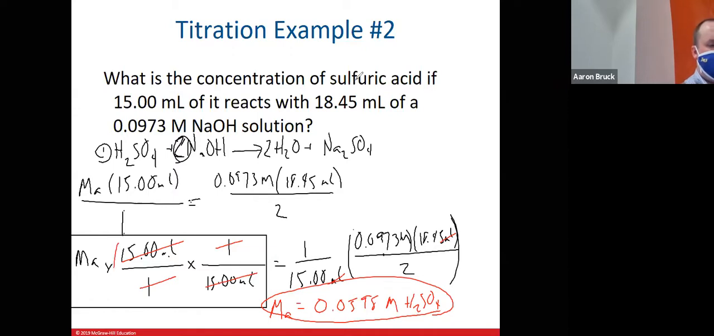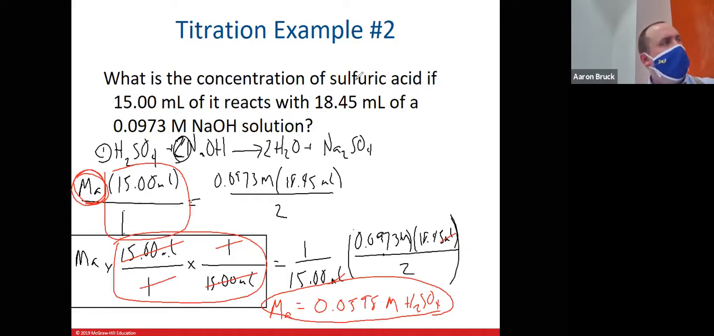So this step right here was all about canceling out and isolating that unknown variable. So I had the molarity of the acid times 15 over 1. I multiplied it by 1 over 15 to get rid of that side. Since I did it to the MA side, I had to do it to the MB side as well. That's how I end up with molarity after everything else cancels out. Any questions with this one?